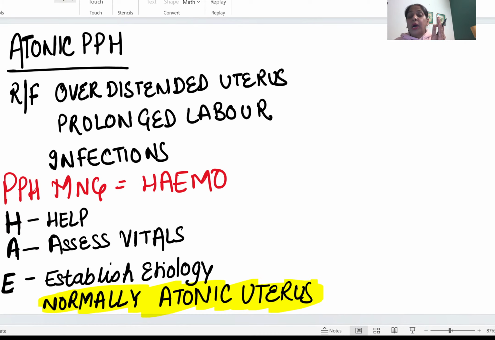So atonic PPH, what are the risk factors in which we obstetricians get very alert that yes, this risk factor is present, it means chances of PPH are there, and then after delivery for 24 hours we are in stress. Okay, so the risk factor is over distended uterus.